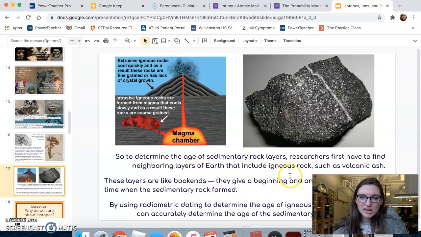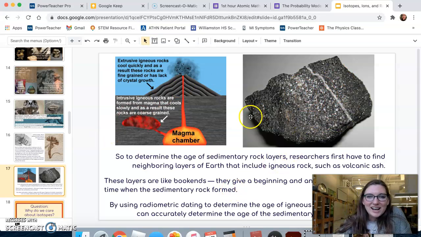They're like bookends. They give a beginning and an end to the period of time when the sedimentary rock formed. This is igneous rock. It's kind of sharp, kind of shiny, kind of cool.